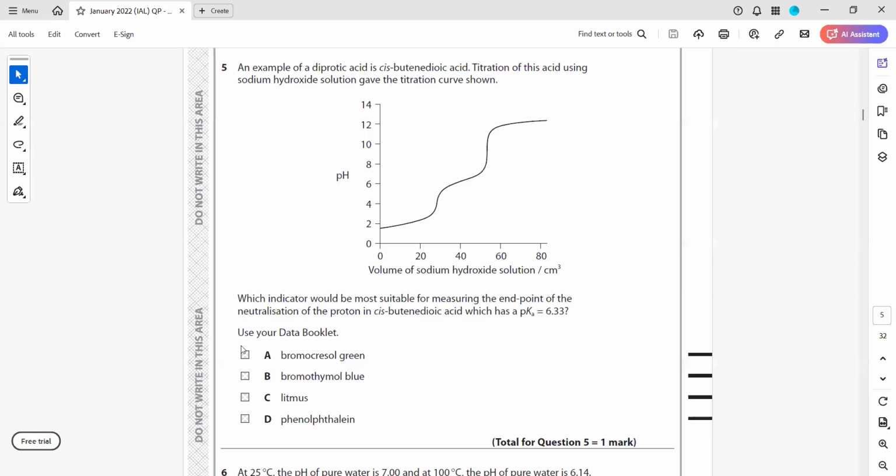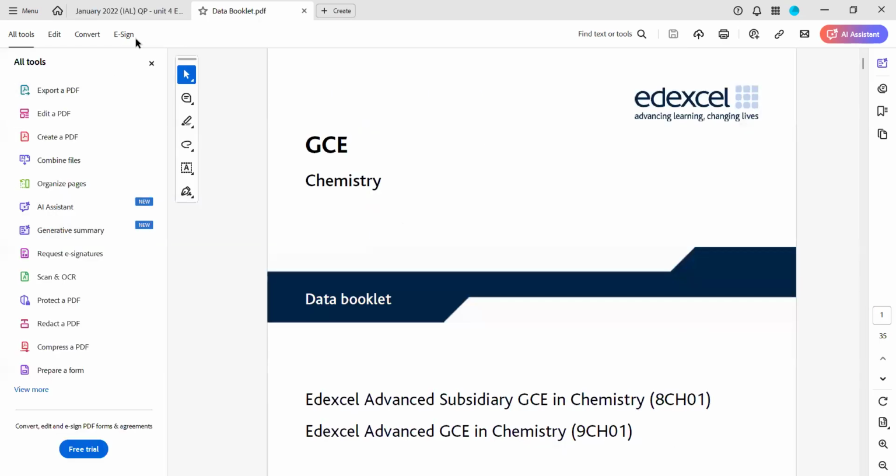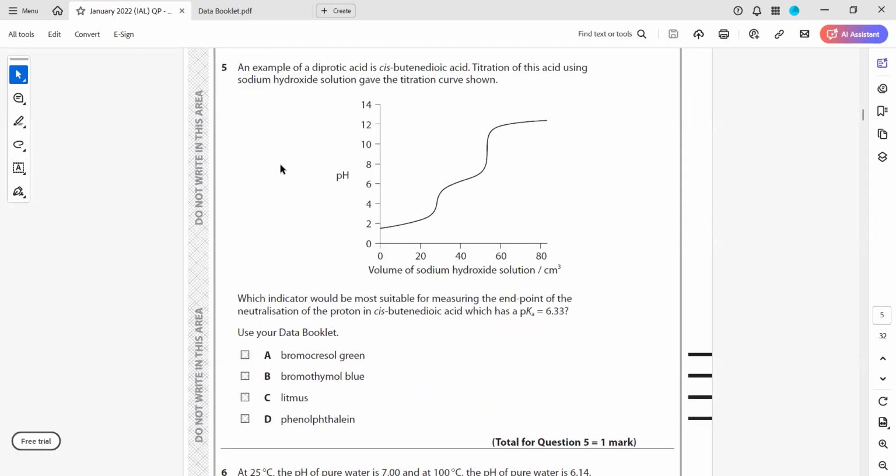In this question, we need a data booklet. The question is an example of a diprotic acid. It is a cis-butenedioic acid. Diprotic acid means it can donate 2 protons.